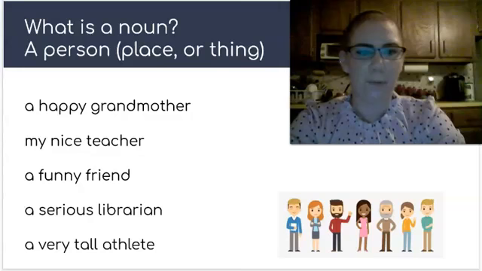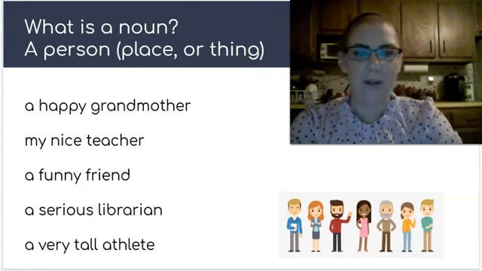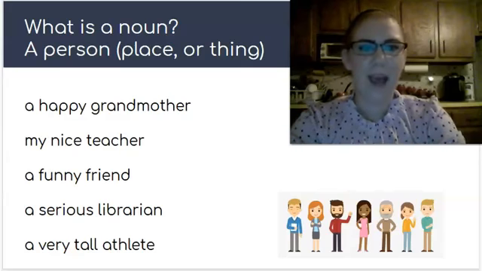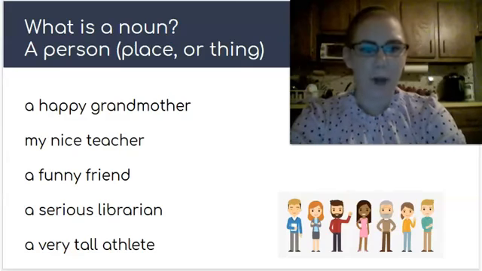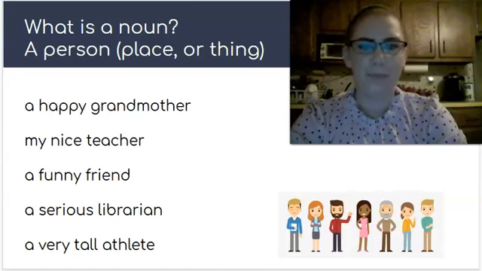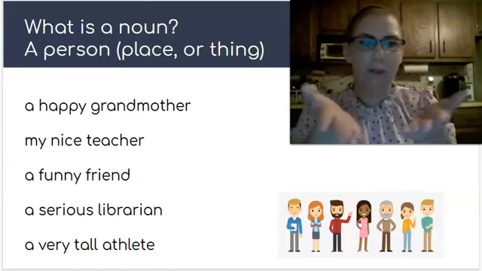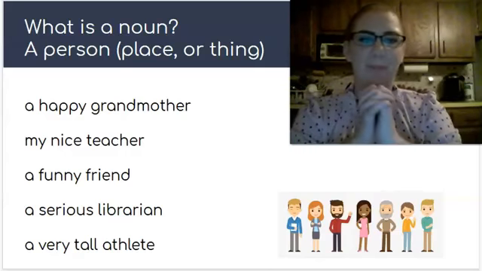First, we're going to start with some nouns. Today we're going to talk about nouns that name a person. I'm going to say 5 different phrases, and one of the words in each phrase is a noun or a person. After I say the phrase, I'm going to point to you and I want you to shout out the word that is the noun.